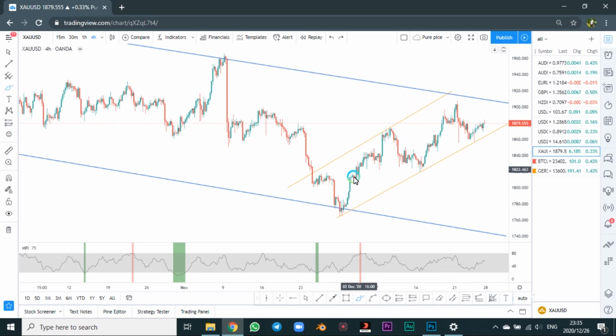So today I'm just going to be sharing with you simple ways on how to use oversold and overbought zones, and also reasons for you to use them or its significance in your trading.